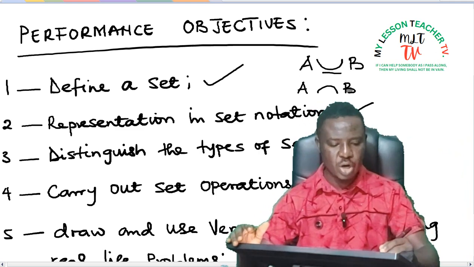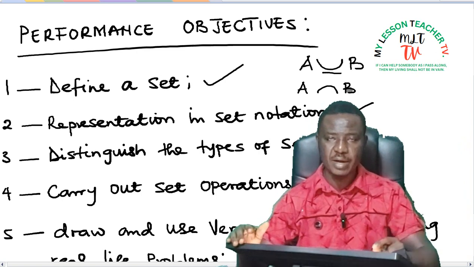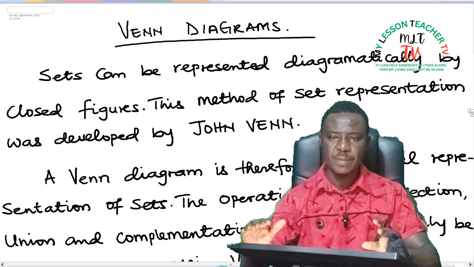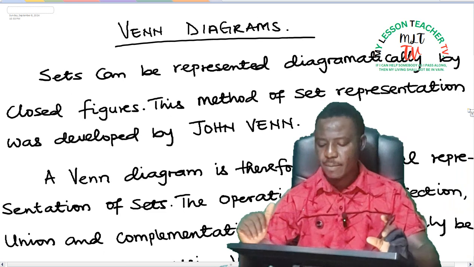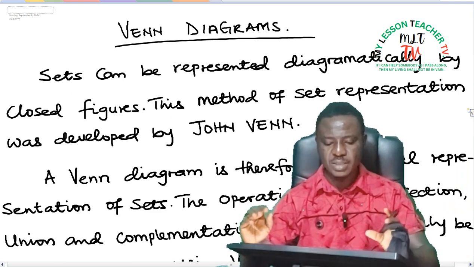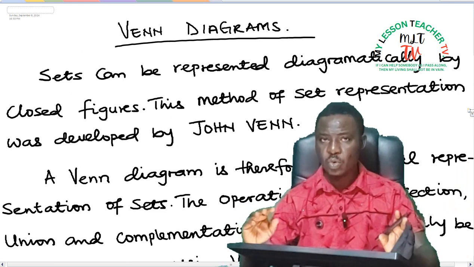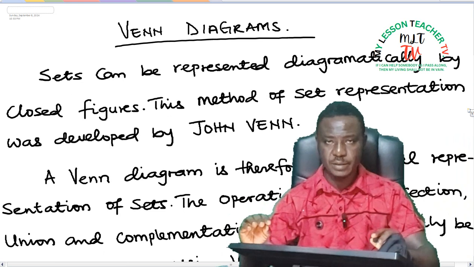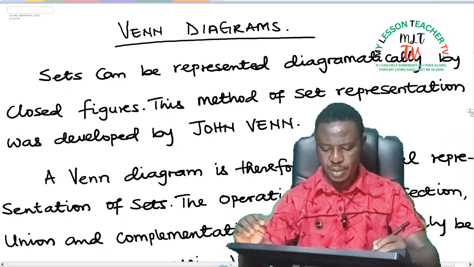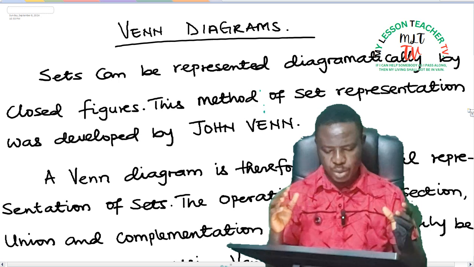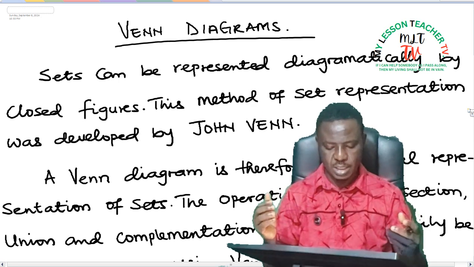In today's class, we shall be looking at Venn diagrams. Sets can be represented diagrammatically by closed figures, and this method of set representation was developed by John Venn. So, what is a Venn diagram? A Venn diagram is therefore a pictorial representation of sets.